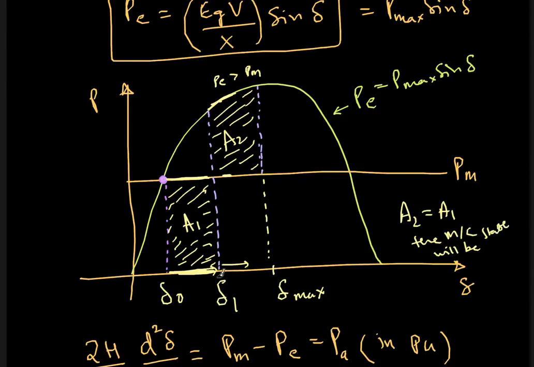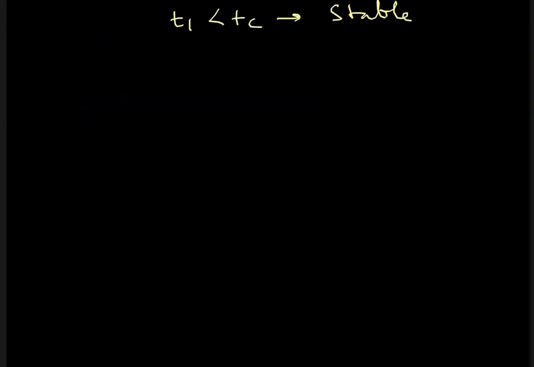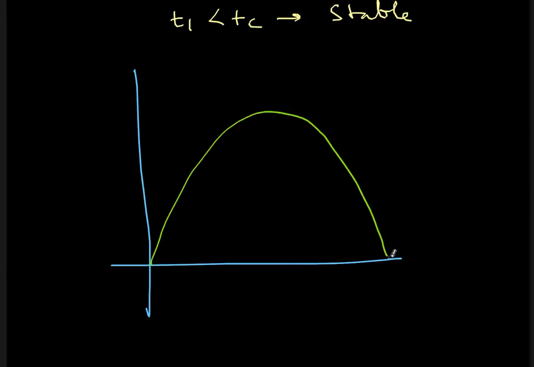All this happened because of this delta 1 where I have cleared the fault. Sometimes if I make a delay in clearing the fault, I'll show you in another diagram. So let's do this. I have this as PE, and then this as PM, and this is delta naught.